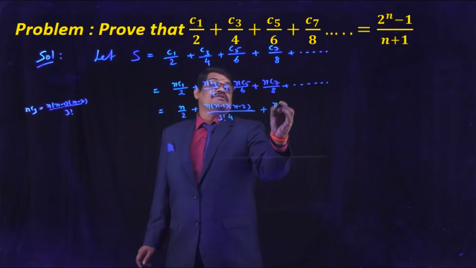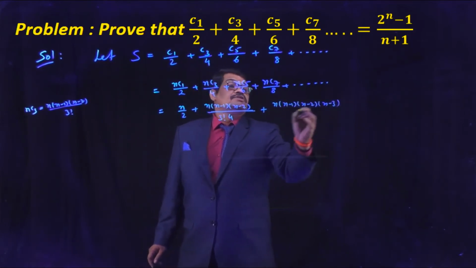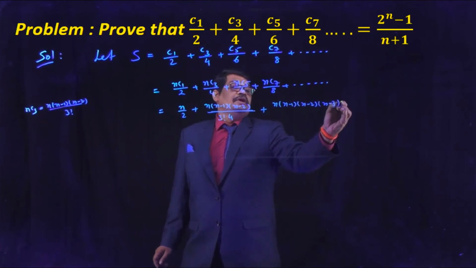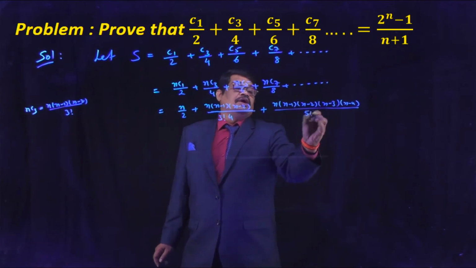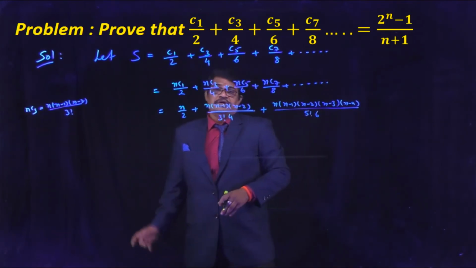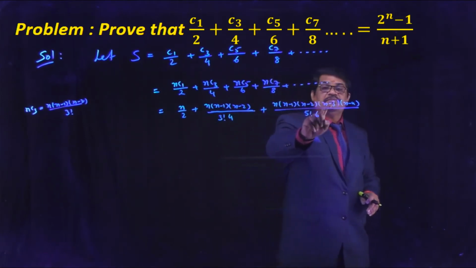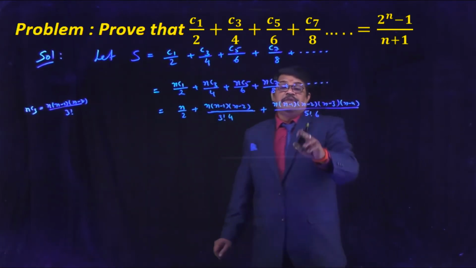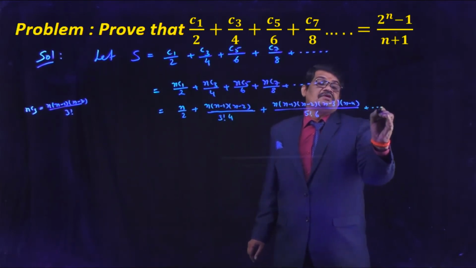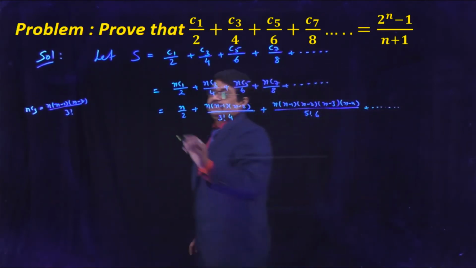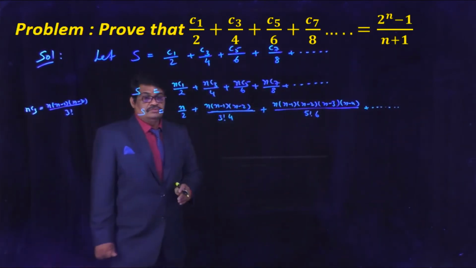Next, what is nC5? That can be written as n into n minus 1, n minus 2, n minus 3, n minus 4 by 5 factorial into 6. So in the numerator of nC5 there are 5 terms, n, n minus 1, n minus 2, n minus 3, n minus 4, and 5 factorial becomes the denominator, like this and so on. This is the series. LHS, yes. S is equal to this term.